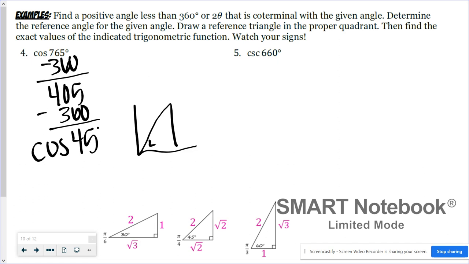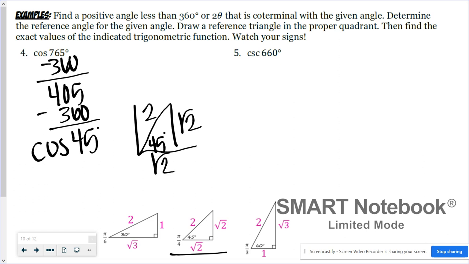Sorry, that's my dog. 45 degrees is perfect because it's in quadrant 1, and so the angle and the reference angle have the same measure. So then I can label the sides of my triangle accordingly. So opposite the 45 degrees is the square root of 2. The hypotenuse is always 2. Fill in the other side.